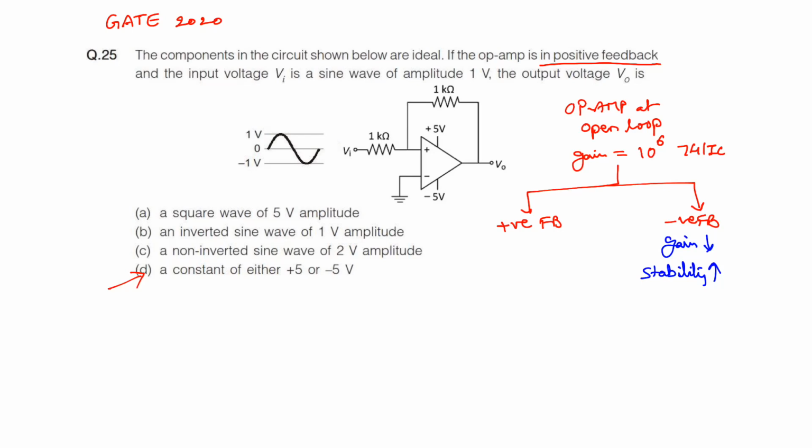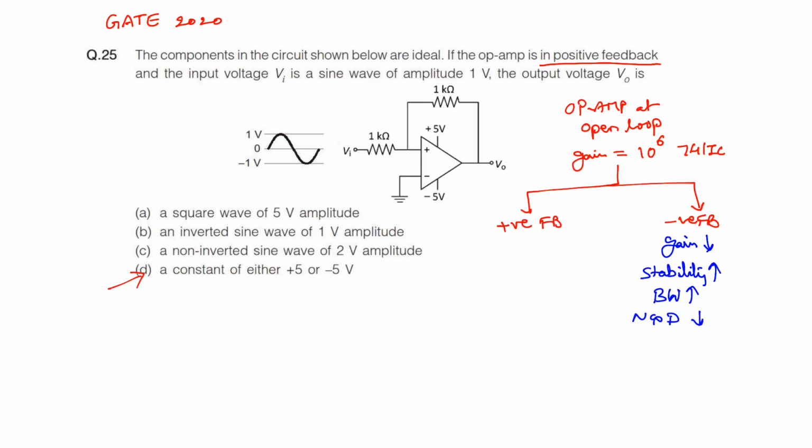Irrespective of variations in temperature, variations due to aging, even if you are using it for a longer time, there will be no changes. So stability increases. It directly depends on the feedback network. It doesn't depend on the operational amplifier parameters. And bandwidth increases. Next, noise and distortion are reduced. So these are the basic advantages.